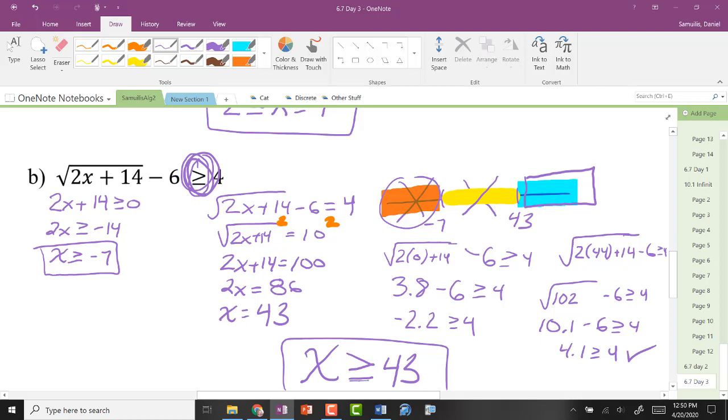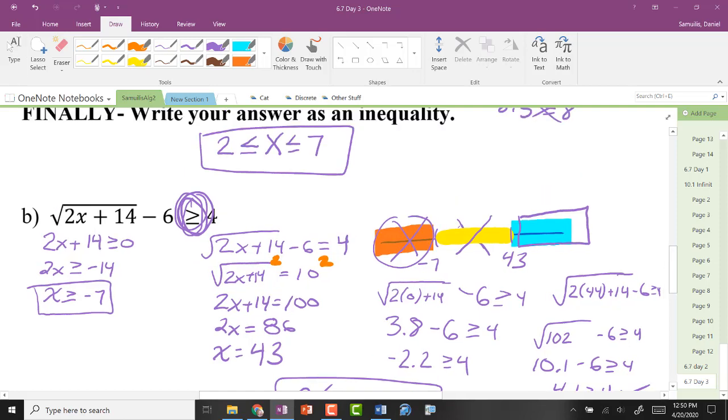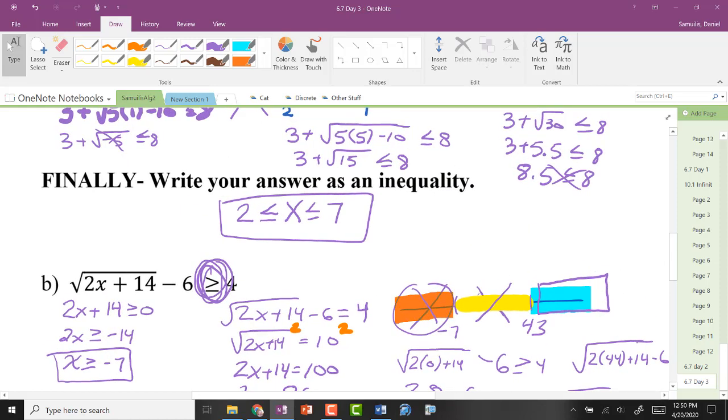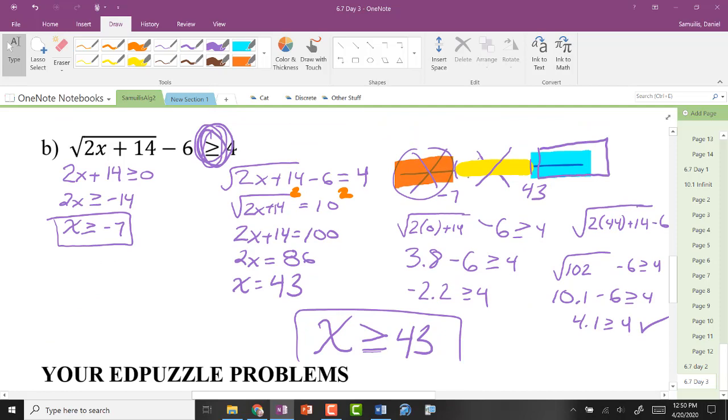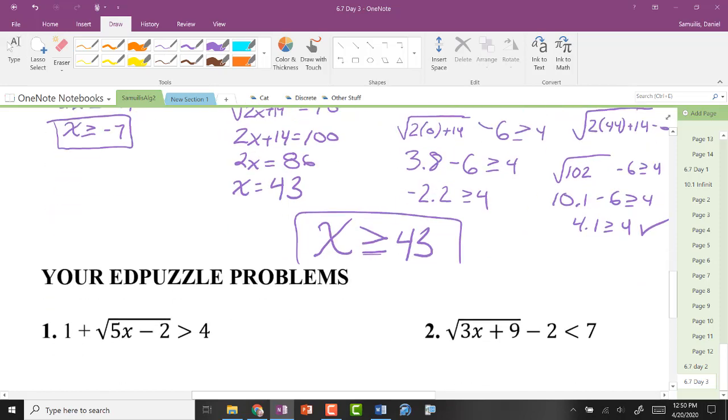Okay, so again, it's not always going to be just in the middle. You have to check your work. You have to check those points. So in this previous problem up here, once again, I checked the points in between, so I wanted numbers in between -7 and 43. Well, the numbers in between -7 and 43 didn't work. The only numbers that worked were greater than 43.